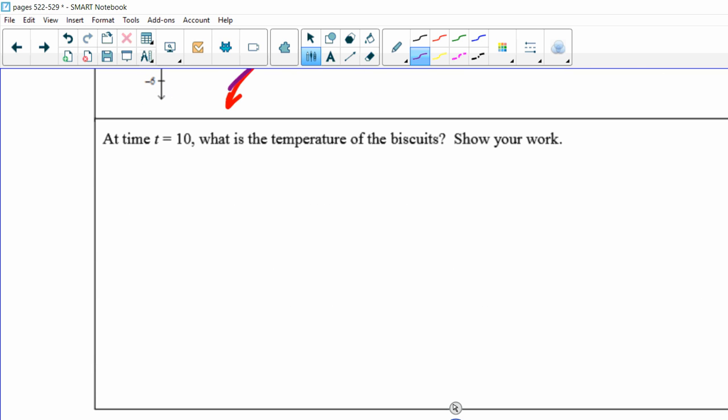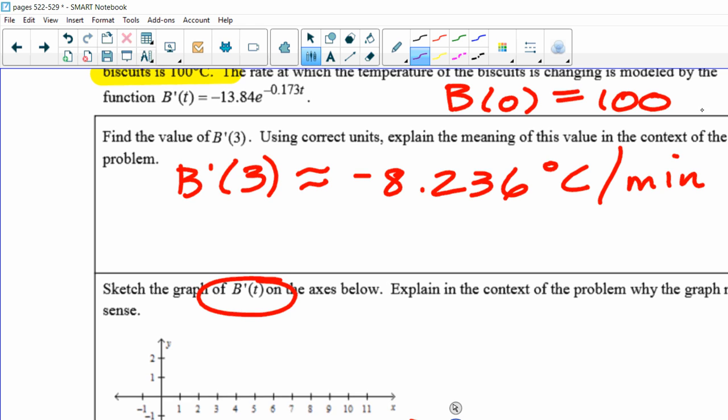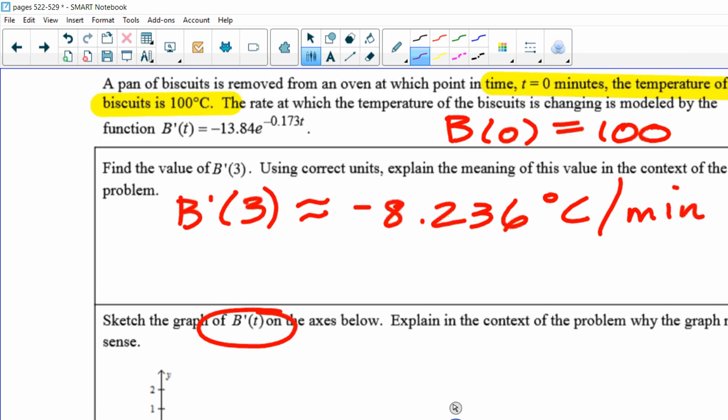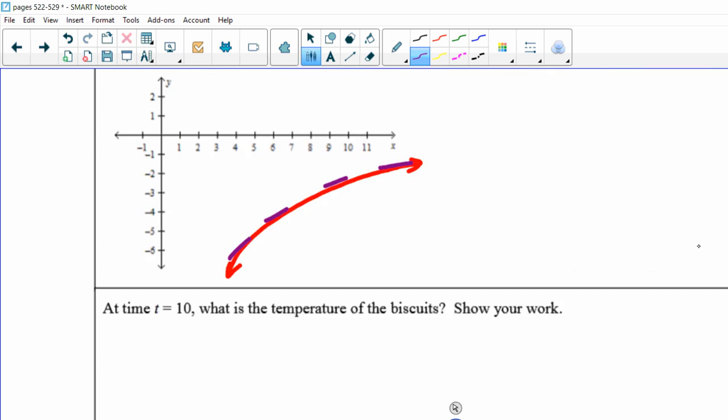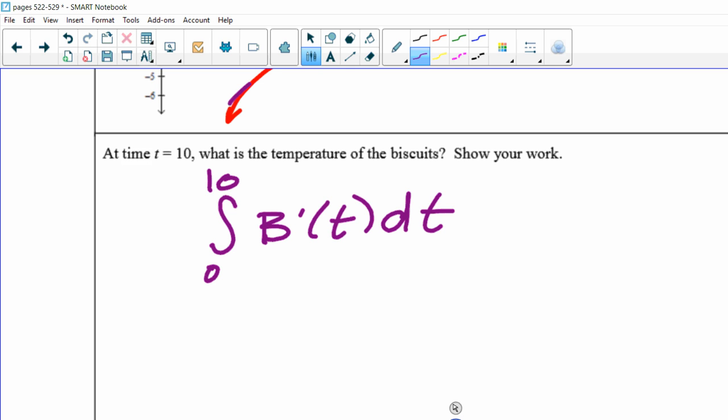At time 10, what is the temperature of the biscuits? Show your work. How do we figure out what the temperature of the biscuits is 10 minutes after the biscuits have come out of the oven? What are we going to integrate? Why 0? Because we know the temperature at time 0. Good. So we're going to integrate that rate from 0 to 10.